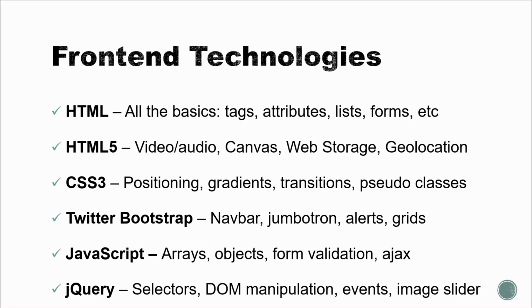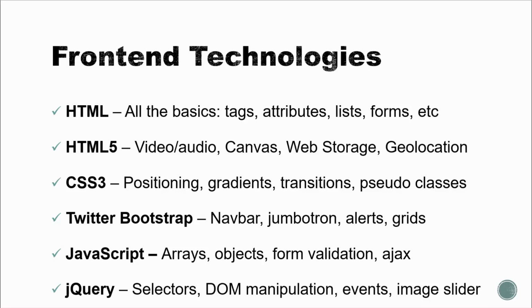Then we'll move to HTML5, and this is a little more advanced. We will be working with some JavaScript to use some of the APIs, such as web storage, geolocation. We'll also work with Canvas, SVG, and also the new video and audio tags. Then we'll move to CSS and CSS3. We'll talk about positioning, gradients, transitions, pseudo classes, and we'll build a CSS3 drop-down menu.